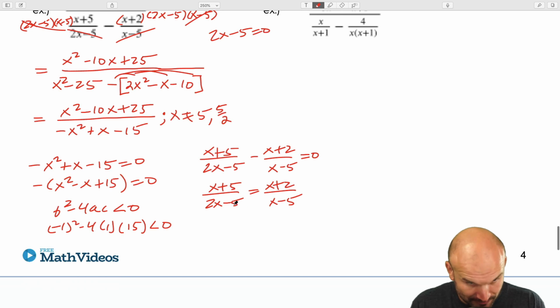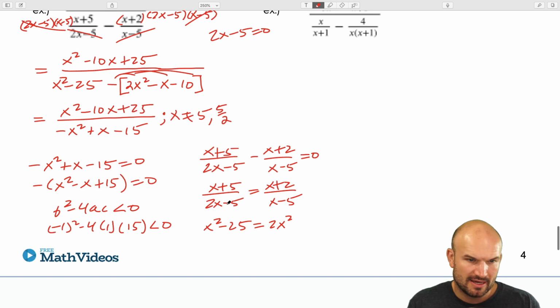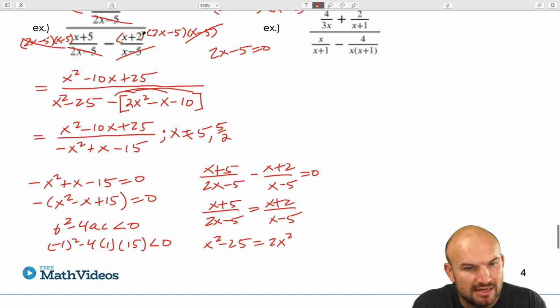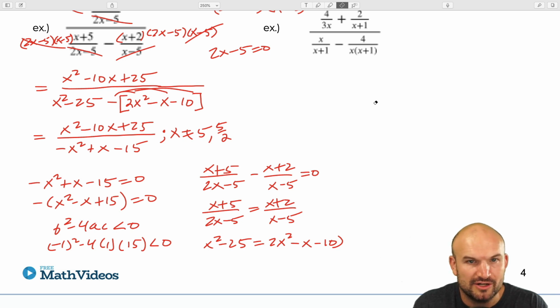You can apply the cross product here to get x squared minus 25 equals, what you would have is a 2x squared, and this would be 2x minus 5 times x plus 2. So that's going to be 2x squared minus x minus 10. And again, you can see that this is the exact same thing that we did over here. We're going to combine and get the exact same values.